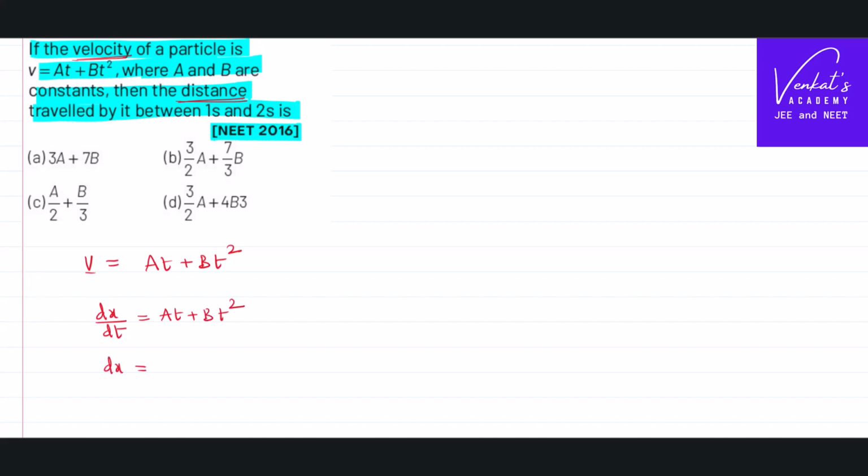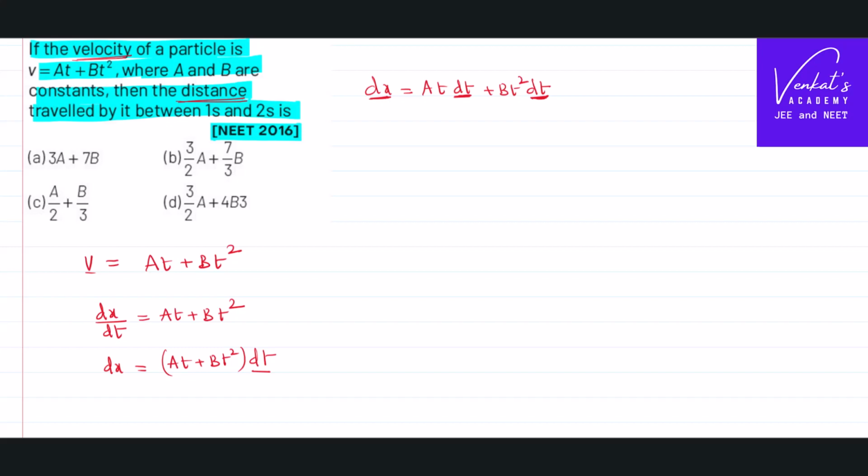So dx, that is a small displacement in time dt, is at plus bt square of dt. So what's the value of dx? I can get that by multiplying dt to each of the terms: at dt plus bt square dt. That is a small displacement in a small interval of time dt. I want to get the total displacement. So whenever I have a small displacement, to get the total displacement or distance, we shall find the distance traveled in each of these small intervals and add up all of them together to get the total distance.